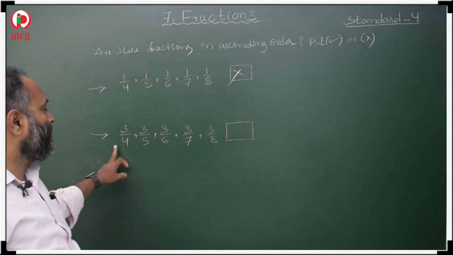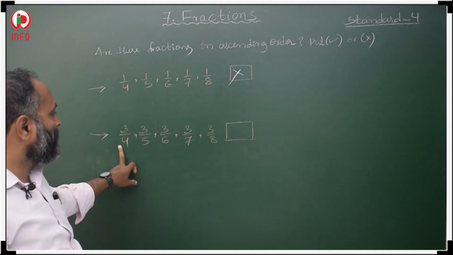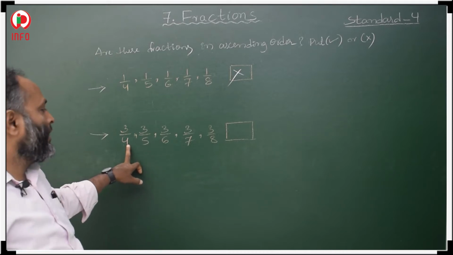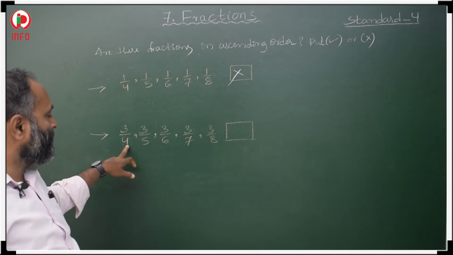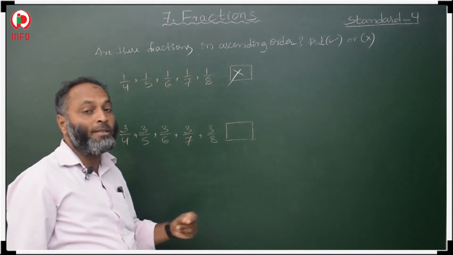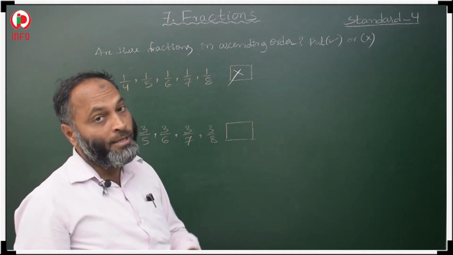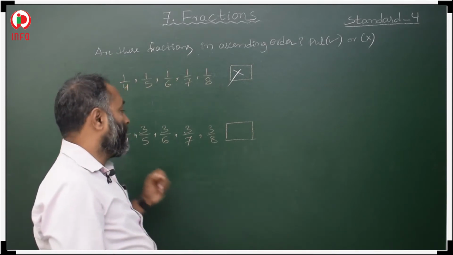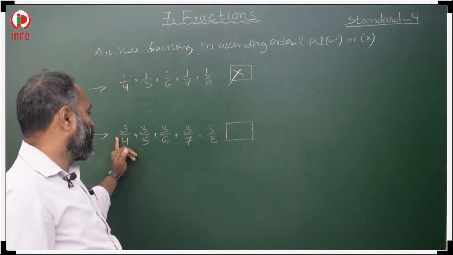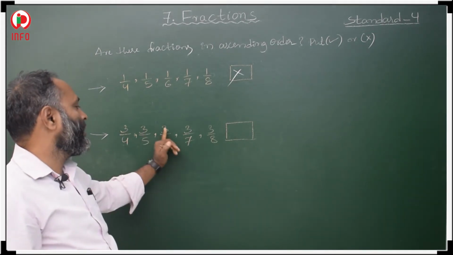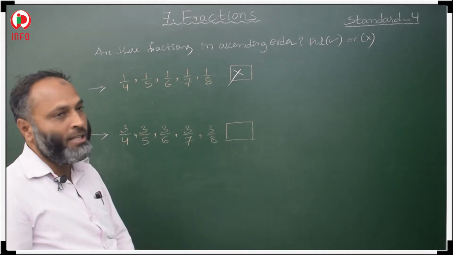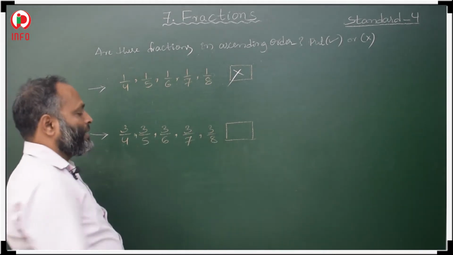Here also it is the same thing. When the numerators are equal, the one with the smaller denominator is bigger. This is the bigger one, then smaller than this, and this is the smallest one. So bigger to smaller is given. This is in descending order, so it is also wrong.